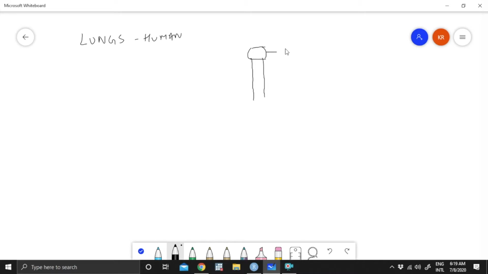So this is the voice box or the larynx, and this is the trachea, and the trachea in the chest cavity will divide into two bronchi. And this will be divided into, there will be two lungs.